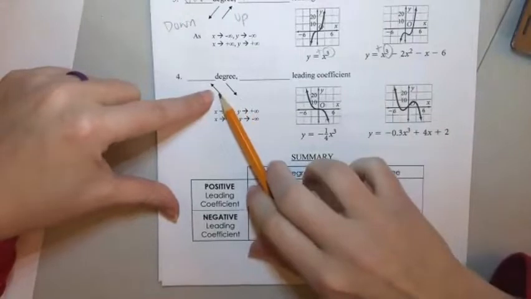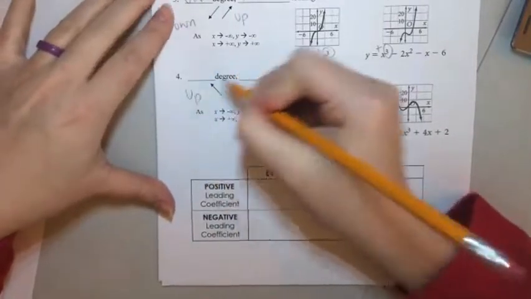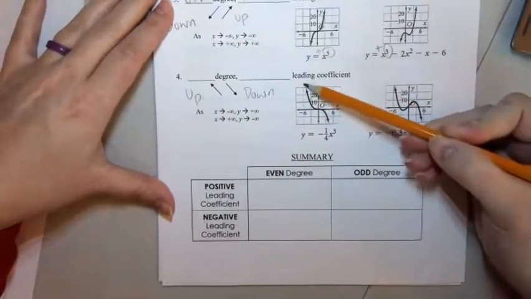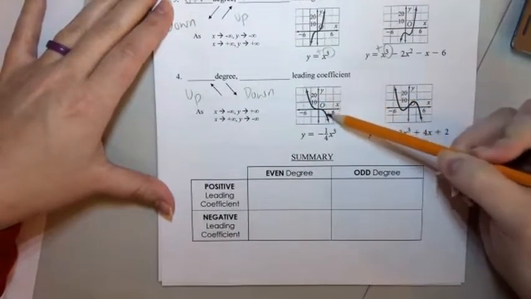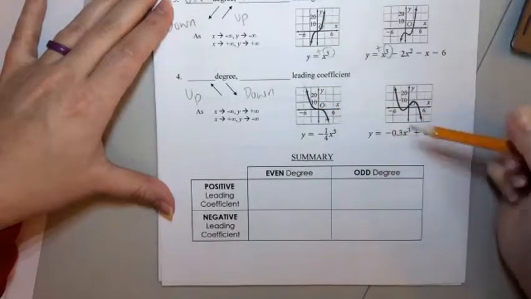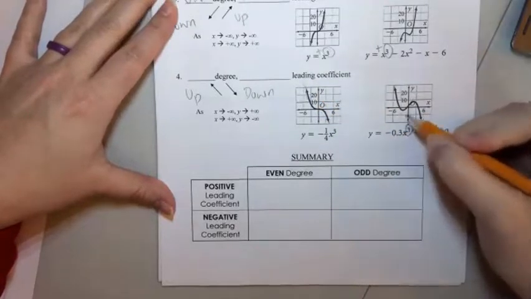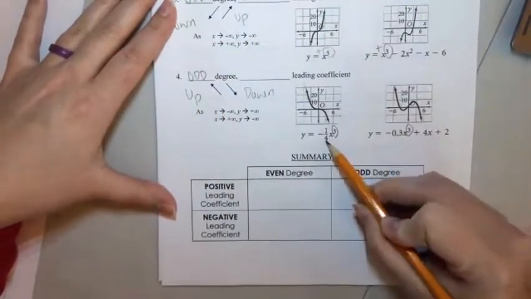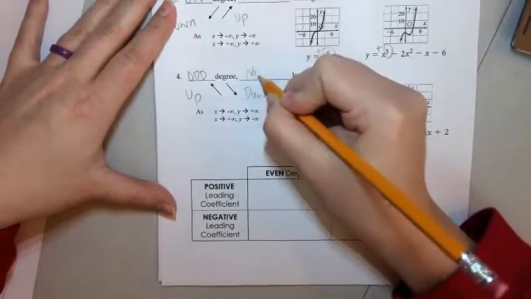Finally, up and then down is our last type. And we see that it's decreasing on this side, and then down on this side. We see odd degrees once again. And then we see a negative leading coefficient.